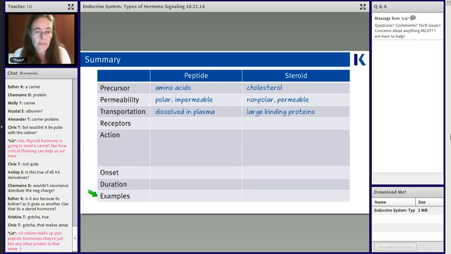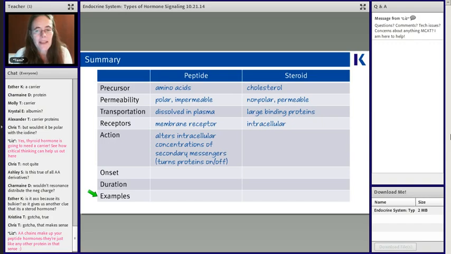globulins being others. The receptors for my peptide is membrane, versus steroid is going to be intracellular. Peptides alter the intracellular concentration of secondary messengers. We have a cascade, goes and turns proteins either on or off. Steroids bind directly to my DNA, the steroid hormone receptor complex, and then turns the transcription of a gene on or off. Onset of peptides, very quick.